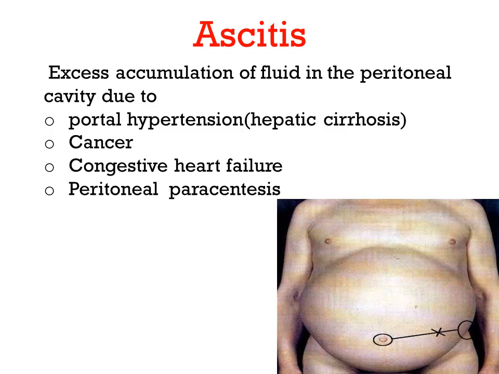Ascites is an excess accumulation of fluid in the peritoneal cavity due to portal hypertension, hepatic cirrhosis, cancer, or congestive heart failure, and the treatment is peritoneal paracentesis.